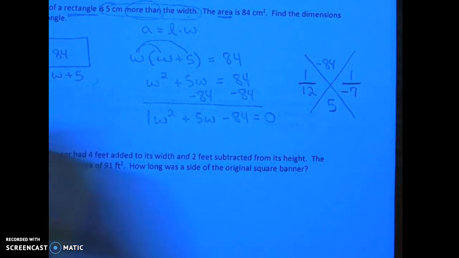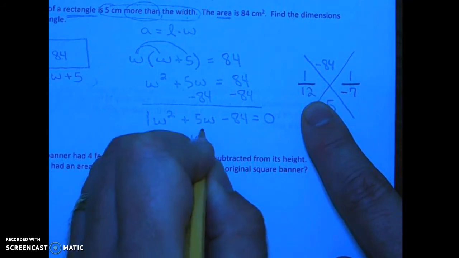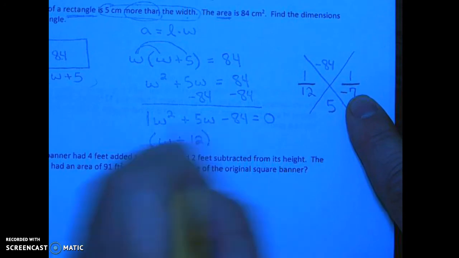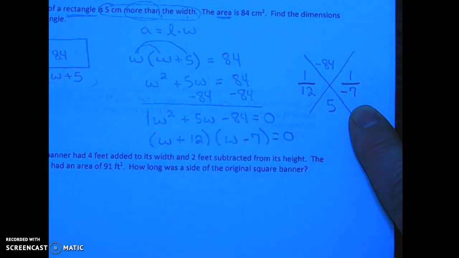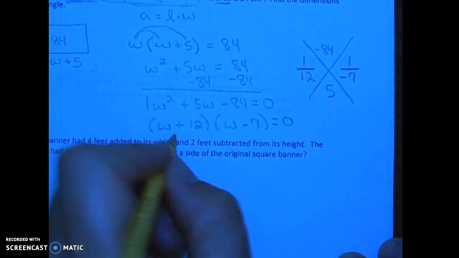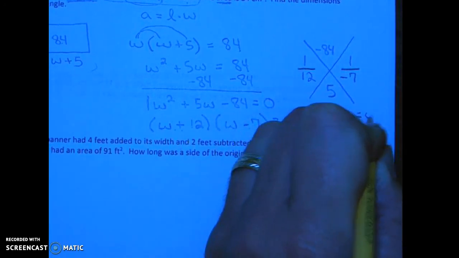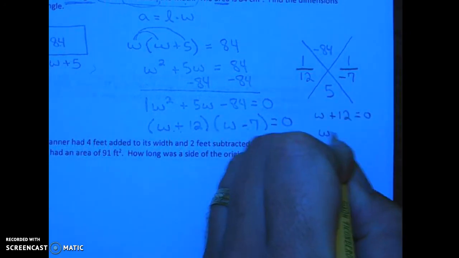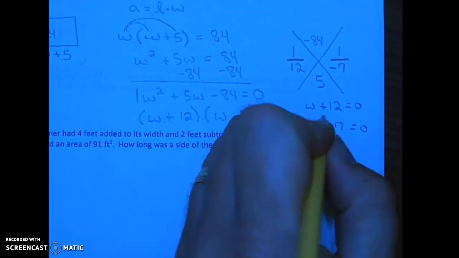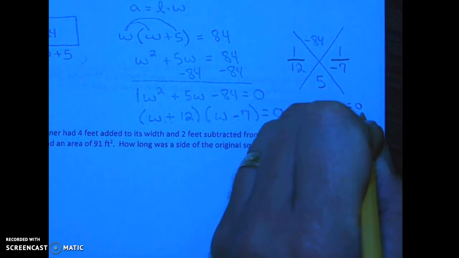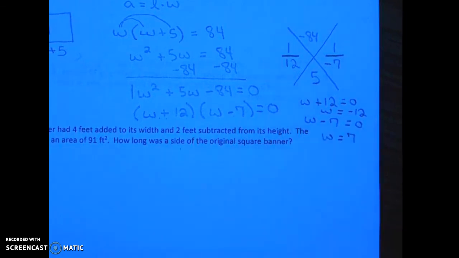So I have two factors here. We have 1w plus 12, and the variable is w instead of x, 1w minus 7. And then solving for w, set each factor equal to 0. So we have w plus 12 equals 0, and w minus 7 equals 0. Then we're solving for w. In this case, we're going to get w equals negative 12. And here we have w equals 7.